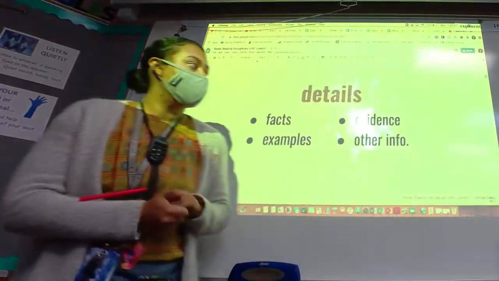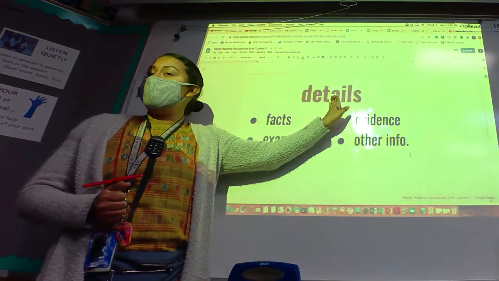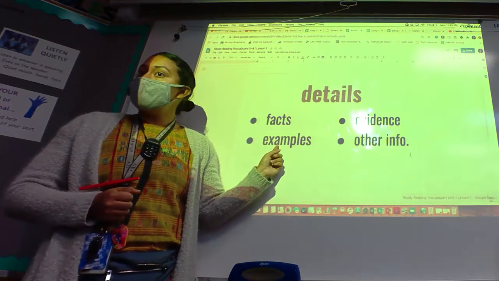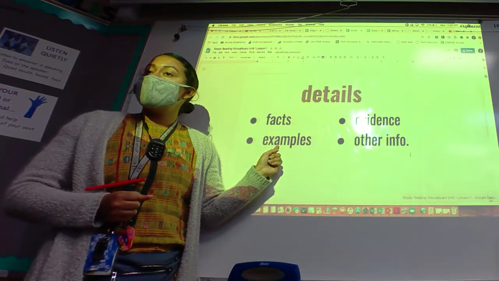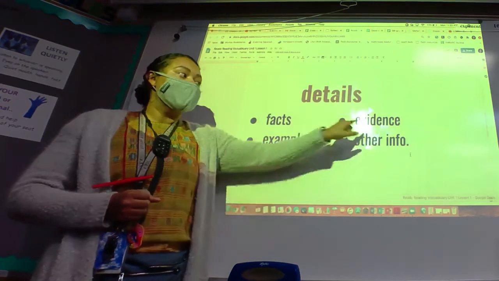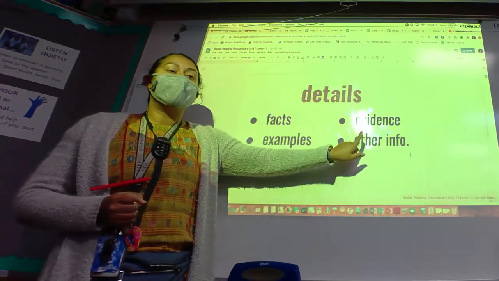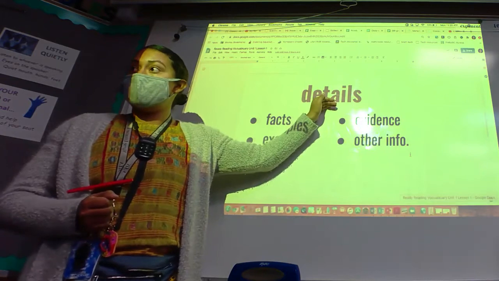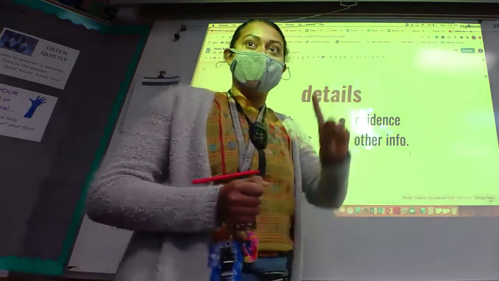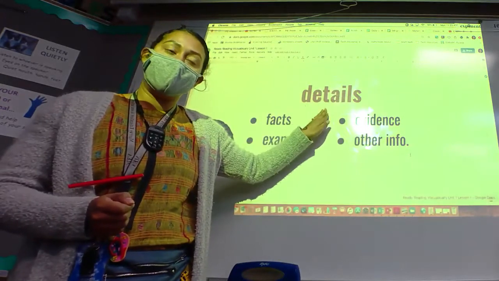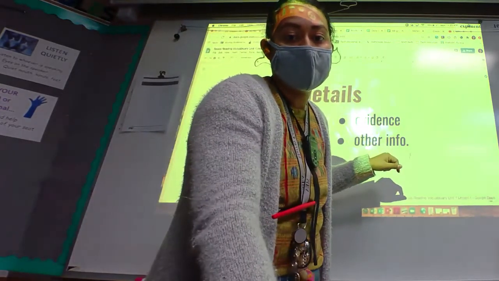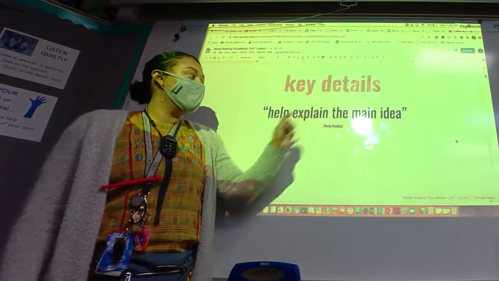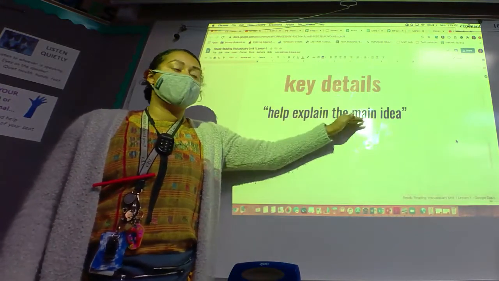So details. So a detail is anything that is, eyes up here, a fact, an example, any evidence, Thomas, or any other information about the topic or main idea, okay? So we're focusing on main idea and using details from the reading or from the text. Okay, the key details are anything that helps you explain the main idea.